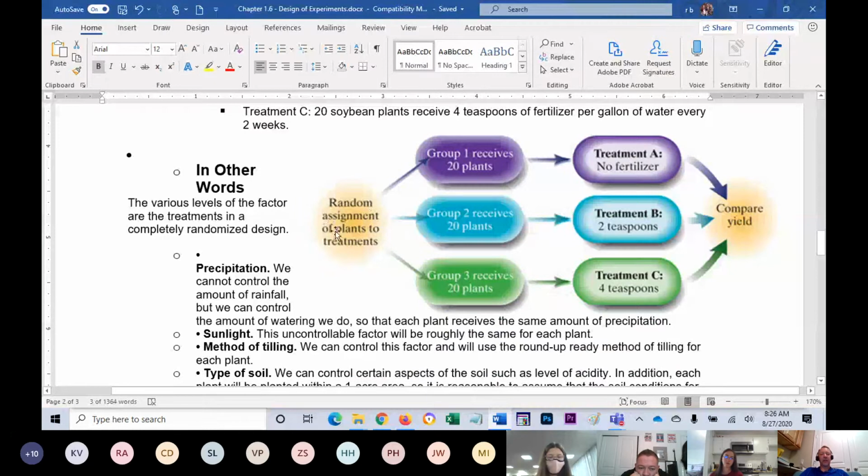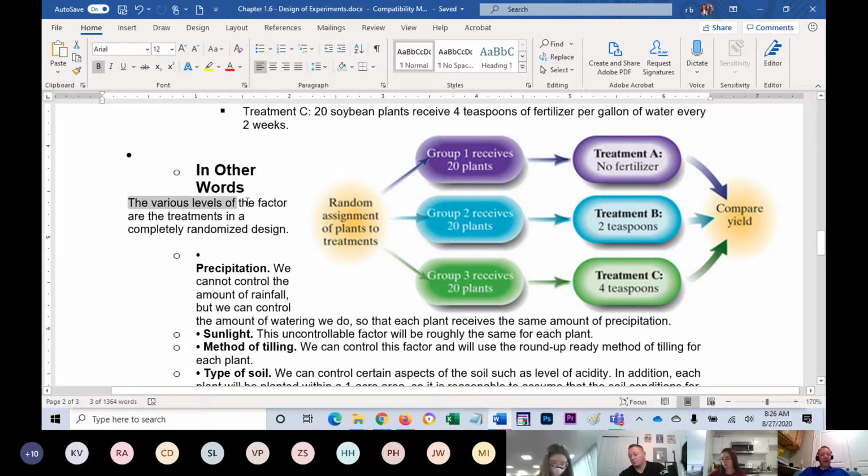So the idea is we're going to randomly assign the plants to treatment. So we're going to have 20 plants in 3 different groups. Then we're going to give each group a different treatment, and then we're going to compare the yield. Okay, so when I'm asking you to do a completely randomized design, I'm asking you to draw a picture that's going to look something like this.